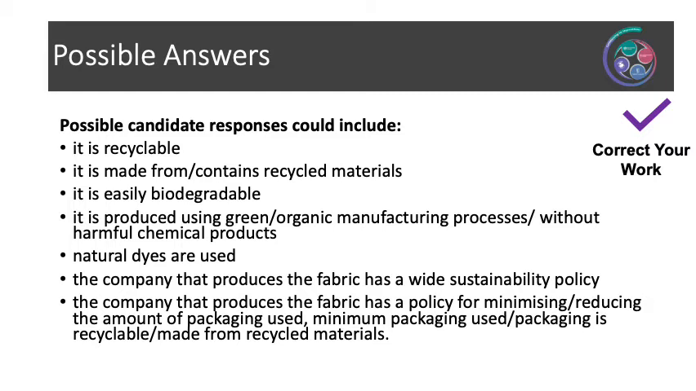So here are some possible answers that you could have come up with. Remember, these answers must be related back to the cushion or the fabric that the cushion is going to be made from. So you may come up with it has to be recyclable, it is made from or contains recycled materials, it is easily biodegradable, it is produced using green, organic manufacturing processes without harmful chemical products, natural dyes may be used, the company that produces the fabric has a wide sustainability policy, the company that produces the fabric has a policy for minimising the amount of packaging used, packaging is recyclable, made from recycled materials. Please ensure that if you're giving yourself a mark, that you have mentioned the cushion and the cushion fabric in your answer.